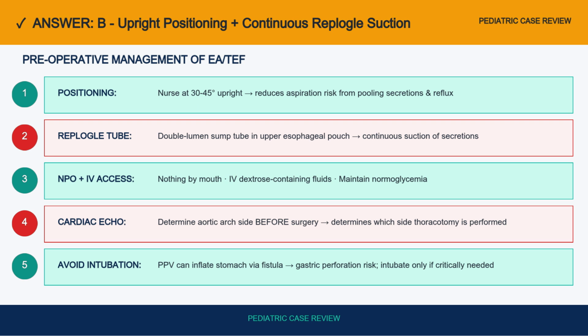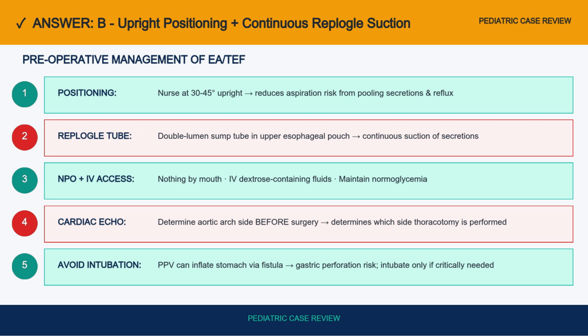Nurse the infant upright at 30 to 45 degrees and use a Replogle tube for continuous suction of the upper esophageal pouch. The Replogle tube is a double-lumen sump tube that continuously removes pooled secretions, dramatically reducing the aspiration risk. The upright position uses gravity to keep secretions and reflux away from the airway. The infant must remain nil by mouth with intravenous dextrose-containing fluids to maintain normoglycemia.